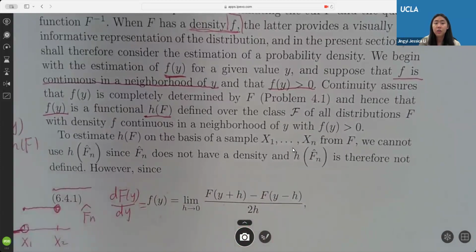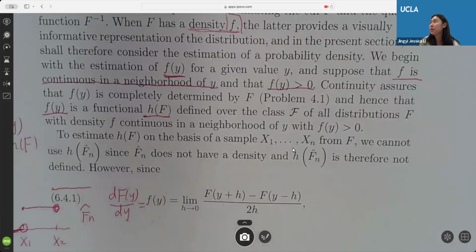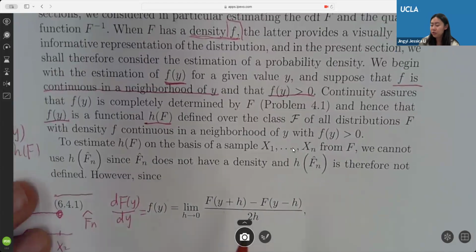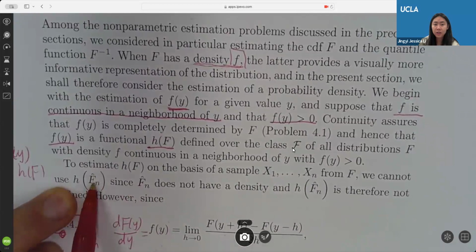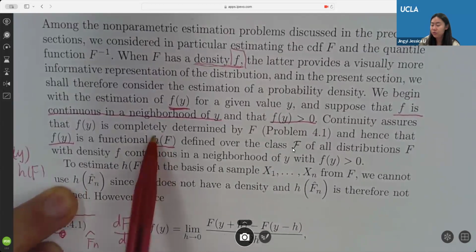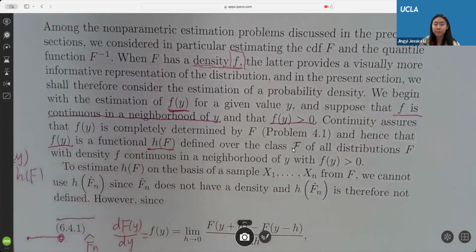So the reason we need to do this is because we have to use the plugin for the CDF function, and we don't know how to define the empirical version of the density, right? We don't know what f hat is, and that is the question we want to address here. So the statistical functional is all about using h of F_n hat to plug in as an estimator of h of F, right? So that is the whole idea.